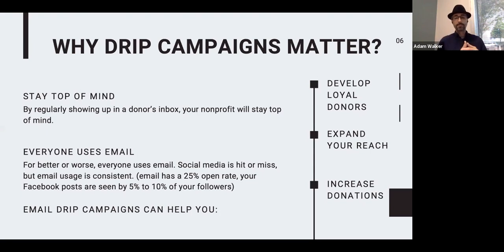So email drip campaigns can help you develop loyal donors, because again, a one-time donor is great, but a two-time donor, a three-time donor, a monthly donor is so much better. It helps you expand your reach. By sending out emails, maybe those donors forward your emails to other friends because they're relevant to what's going on in the world, in their community or in their lives. So you can begin to expand that list.